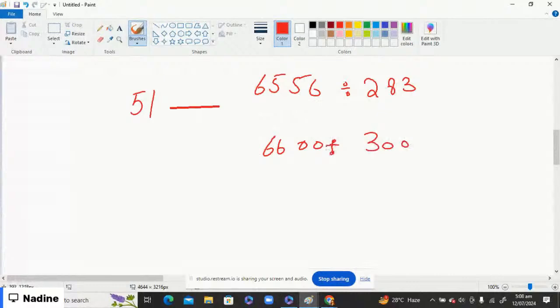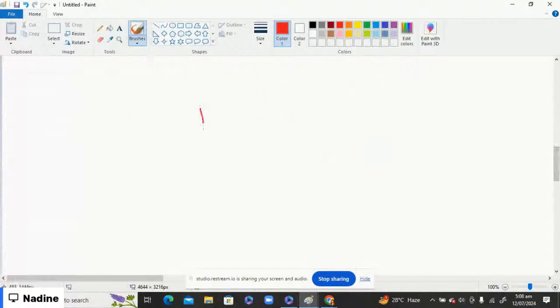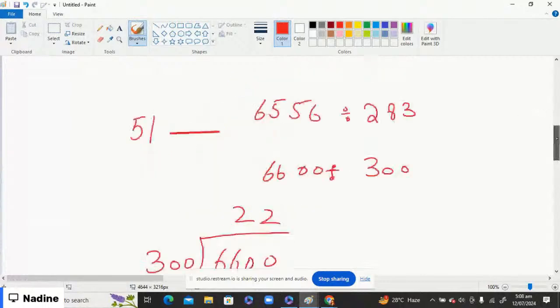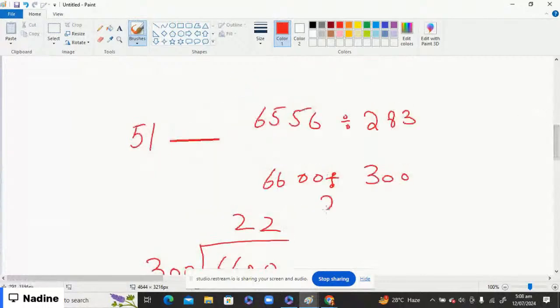Now let's divide 6600 by 300. 300 times 2 is 600. Now 6 is left, 100. 300 times 2 is 600. Okay, here is subtraction. 22 is the answer. So here the answer is 22.